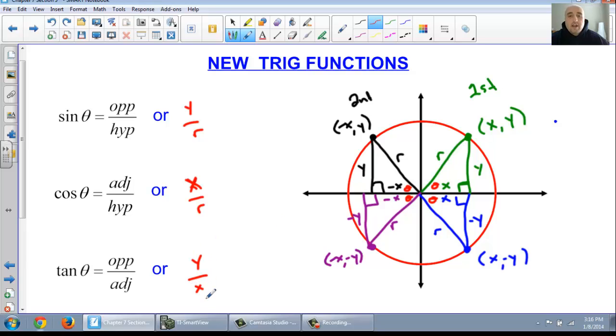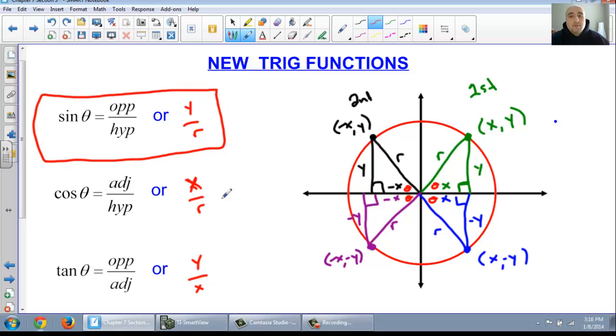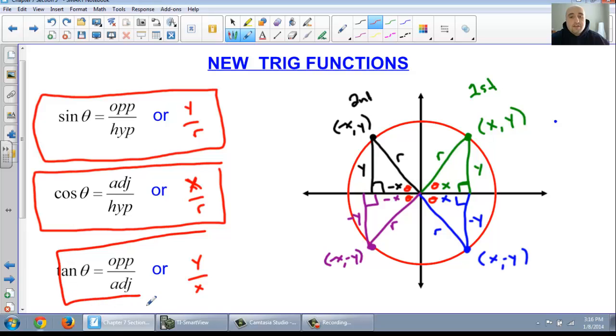So y over x. As long as you can remember these three pieces of information, so now instead of opposite over hypotenuse, all you have to remember is it's y over r. And for cosine, it's x over r, and tangent is y over x. You should be pretty good. So that's where we're getting this information. Depending on what the quadrant is depends on what the signs of your x and y are.